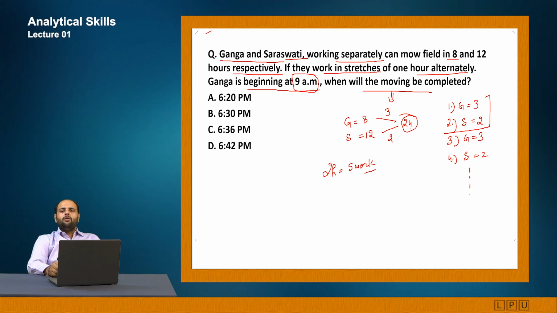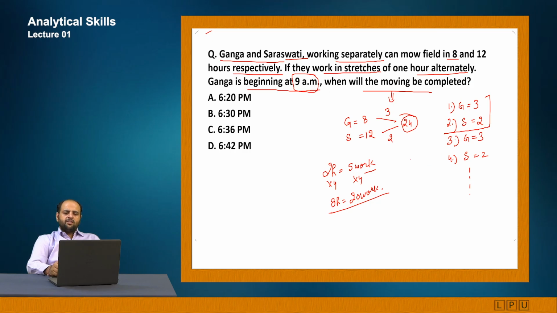But if it is not a multiple, just check below for the value that is a multiple of 5. So what is the value less than 24 that is a multiple of 5? That will be 20. So just multiply it by 4, and here also it will be 4. So in 8 hours, 20 works will be completed.